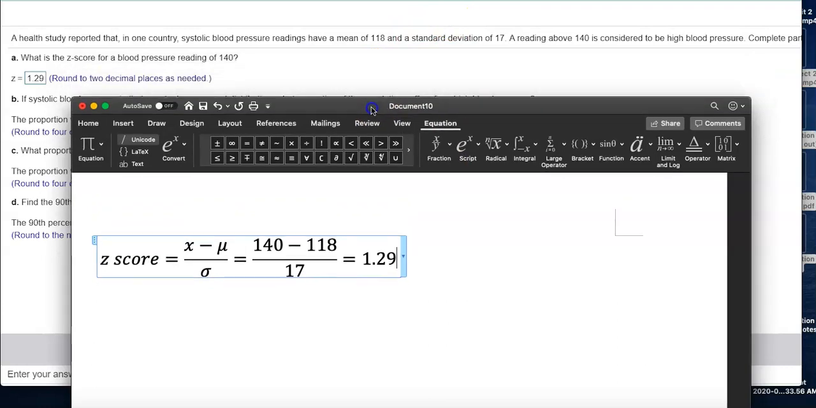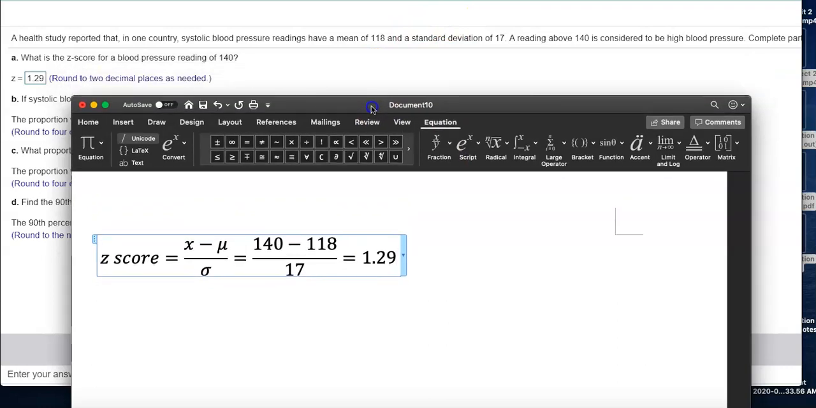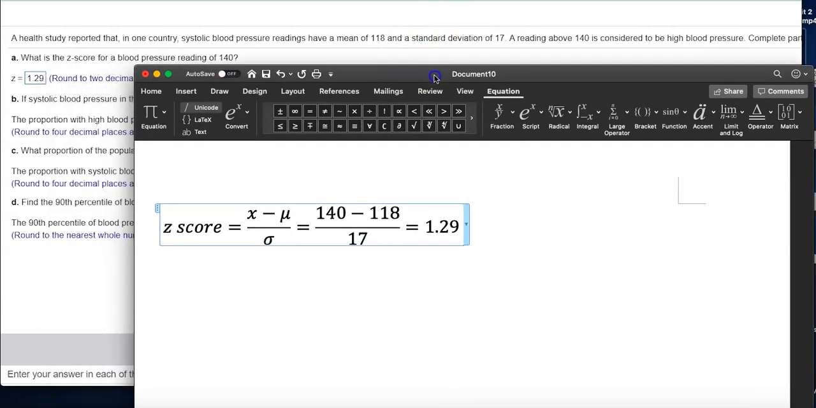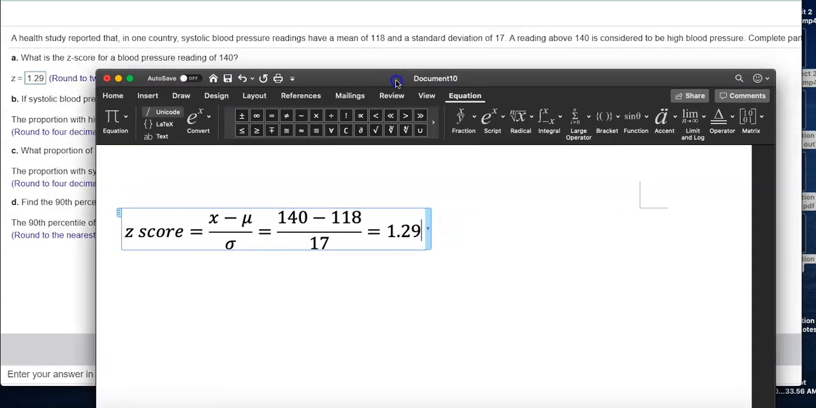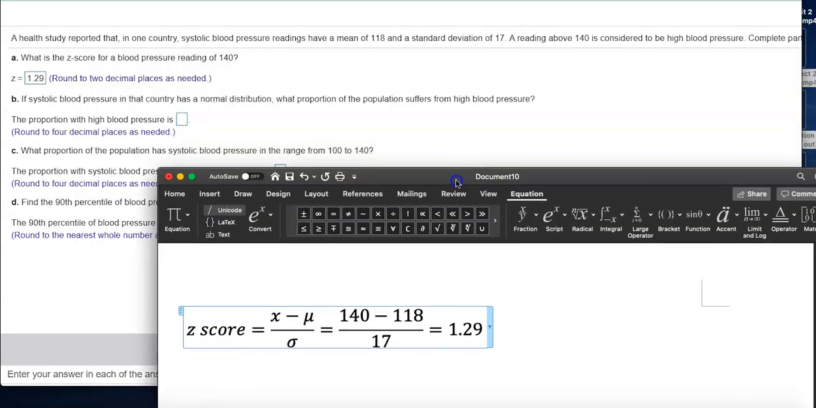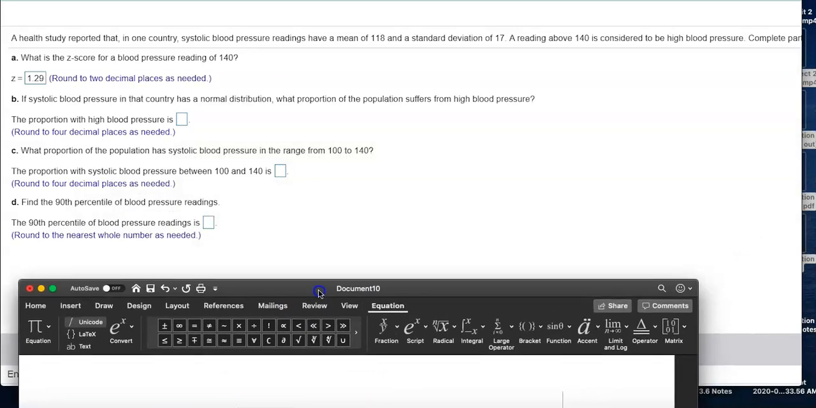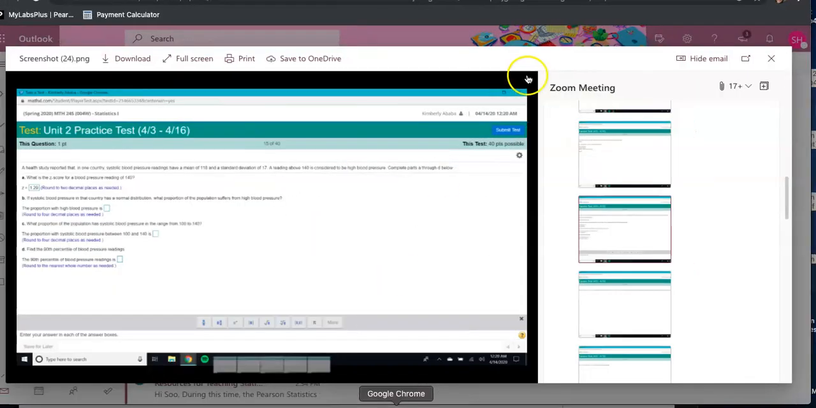And is this how they wanted you to round it? Round to 2 decimal places as needed. Great job! So you got the right z-score of 1.29. That's great. So now what? Let's go and read part B, C, and D. B. If systolic blood pressure in that country has a normal distribution, what proportion of the population suffers from high blood pressure?